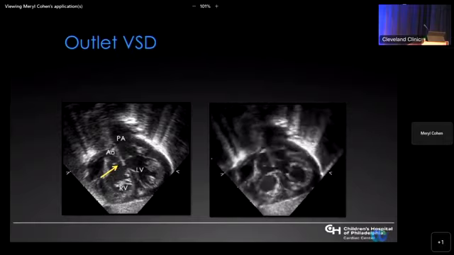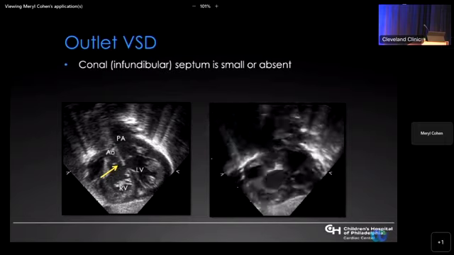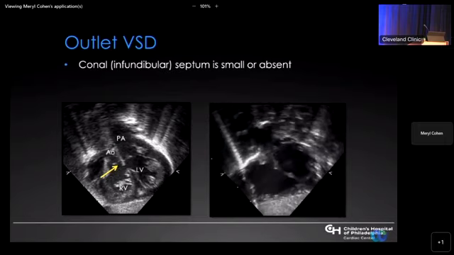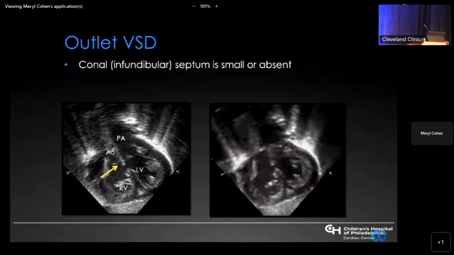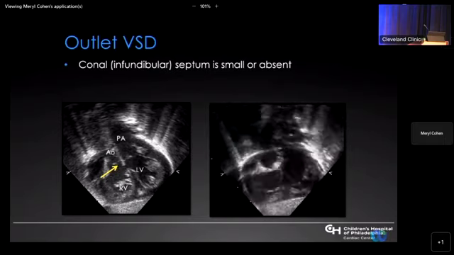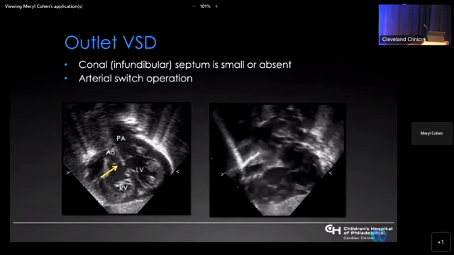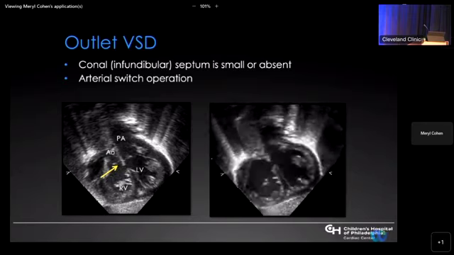And here you see in the subcostal view a patient who has an outlet defect who does not have malalignment. So this is when the conal or infundibular septum is small or absent, such that you have fibrous continuity between the aortic and the pulmonary valves. And arterial switch operation can be performed here because there's no malalignment.